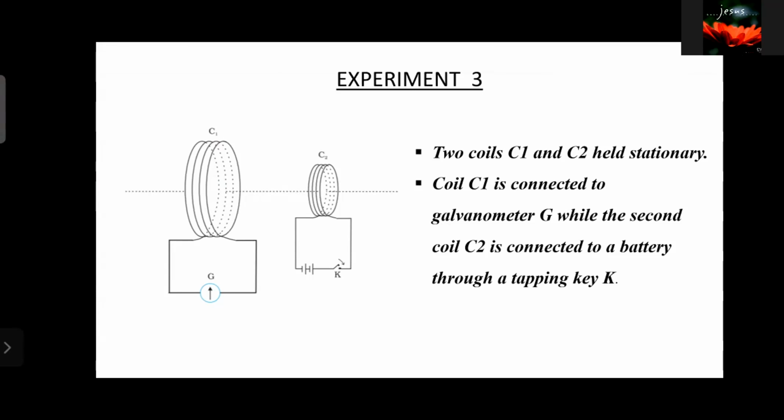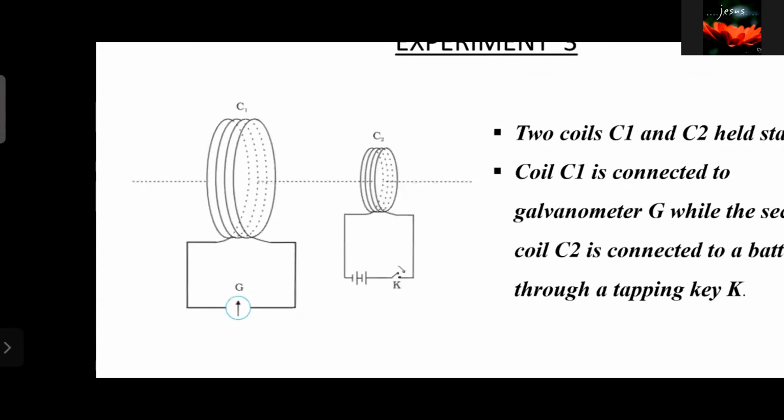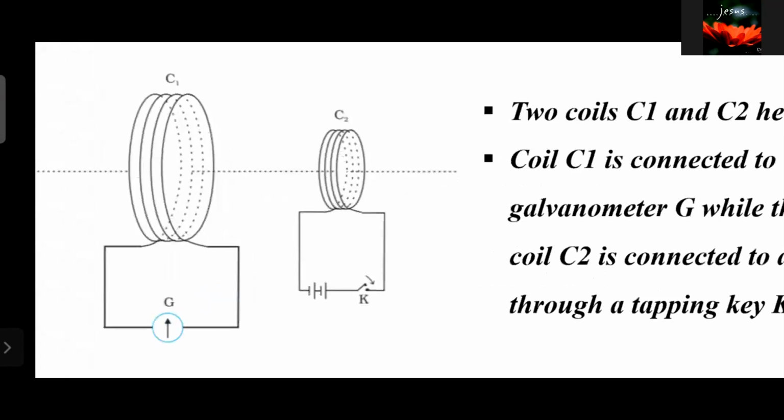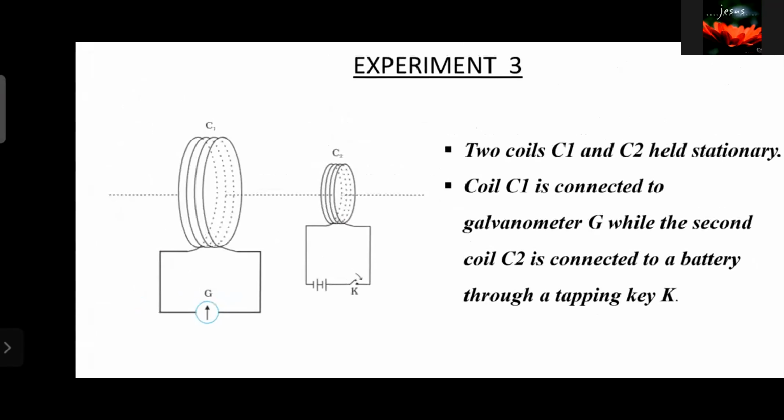Here, both of them are kept stationary, and coil C1 is connected to a galvanometer G. We can see it in the figure. The G is our galvanometer, used to identify the presence of current. The second coil is connected to a battery through a tapping key K. So the purpose of the key is to pass the current or not.